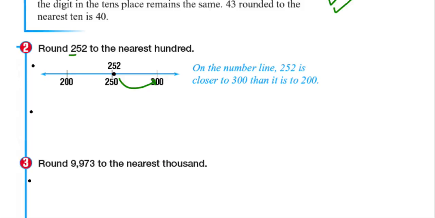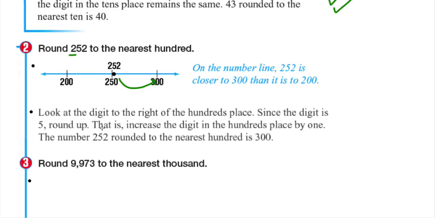According to the number line method. But if we use the rounding method, it's basically the same. Look to the digit to the right of the hundreds place. The digit to the right of the hundreds place is 5. Since the digit is 5, we round up, meaning increase the digit in the hundreds place by 1. So 252 rounded to the nearest hundred is 300.